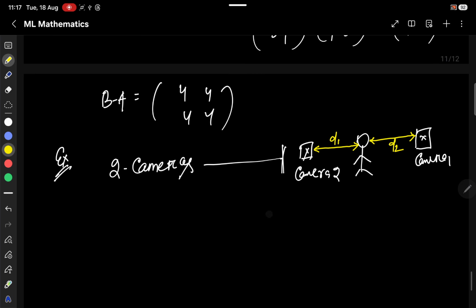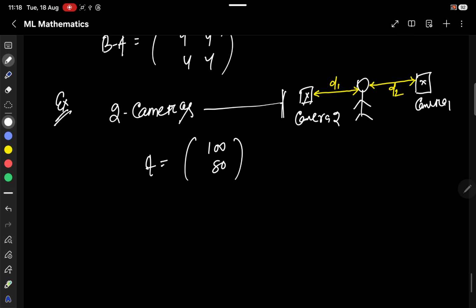Okay, so what I'm trying to say is you have two cameras which have the same measurement from you. I'm not saying measurement in general, I'm mostly talking about distance. Let's say my a is equal to 180. This is camera 1, right? Camera 1 is equal to camera 2, and let's say b is equal to 95 and 75.